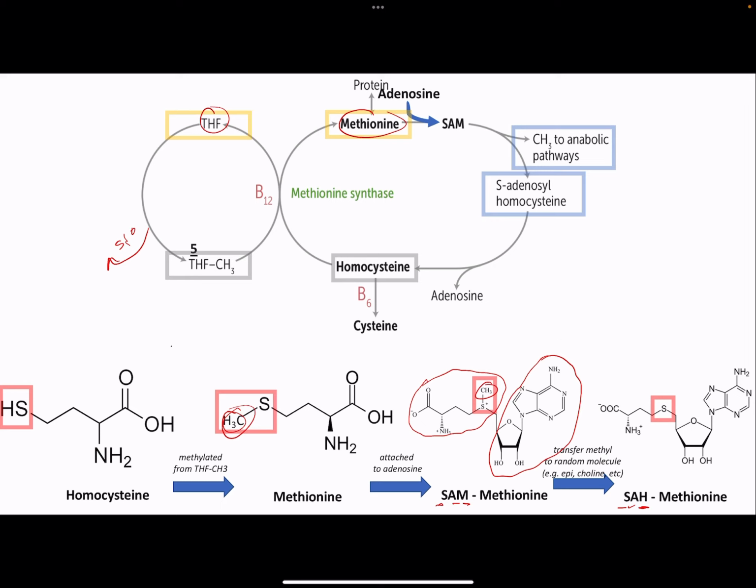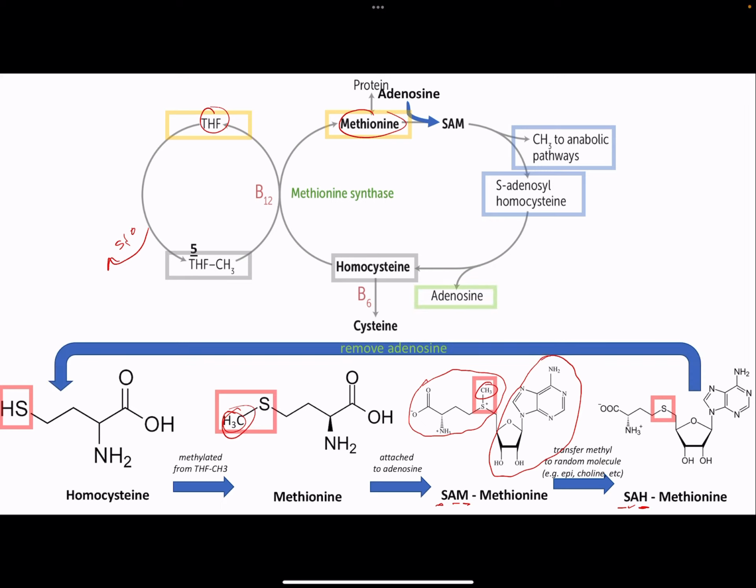You know what we can do then? Just get rid of the dang adenosine, and you're back where you started. You're back at homocysteine. Now, homocysteine can also, we can just continue the cycle. Homocysteine can also generate, as the name implies, cysteine. And these look pretty similar as well, right? We've got this amino acid with a sulfur group on it, just one carbon shorter. So we can make cysteine this way as well.